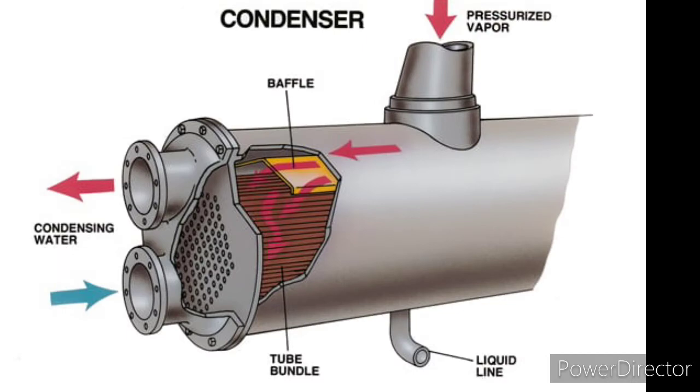Condenser. Condensers are tools to convert steam into water. The change is made by the steam flowing into a room holding tubes. Steam runs outside the tubes, while the cooling water flows inside the tubes. This is called a surface condenser.